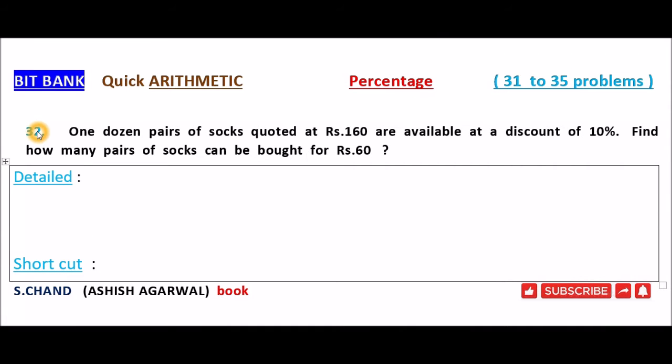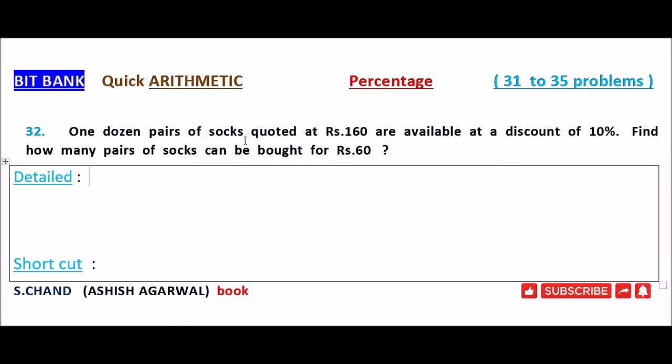Question number 32. One dozen pairs of socks is quoted at 160 rupees, and these socks are available at a discount of 10%. Find how many pairs of socks can be bought for 60 rupees.